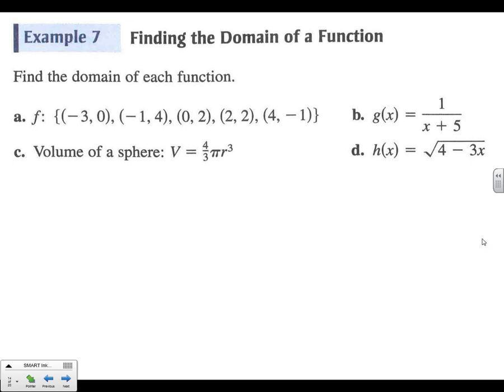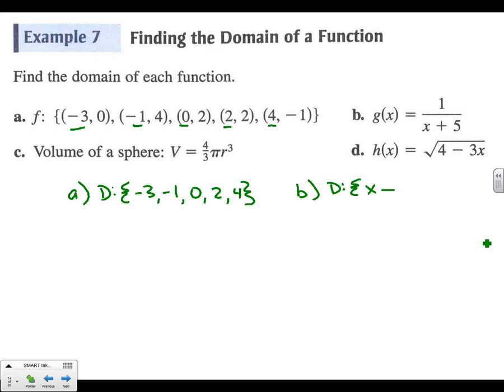All right, so let's try to find the domains of these functions. Find the domain of each function. In this problem A, it's all the x values. Here they are. So the domain for A is negative 3, negative 1, 0, 2, and 4. Not negative 3 to 4, right? It's just those specific 5 numbers. For B, you can't divide by 0, so the domain is x cannot equal negative 5. That's the number that would make the denominator 0.